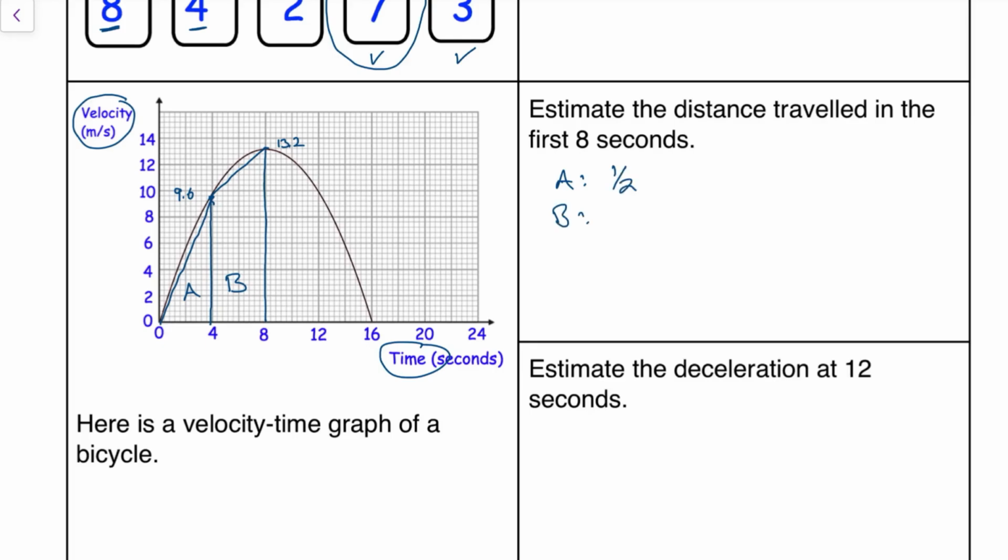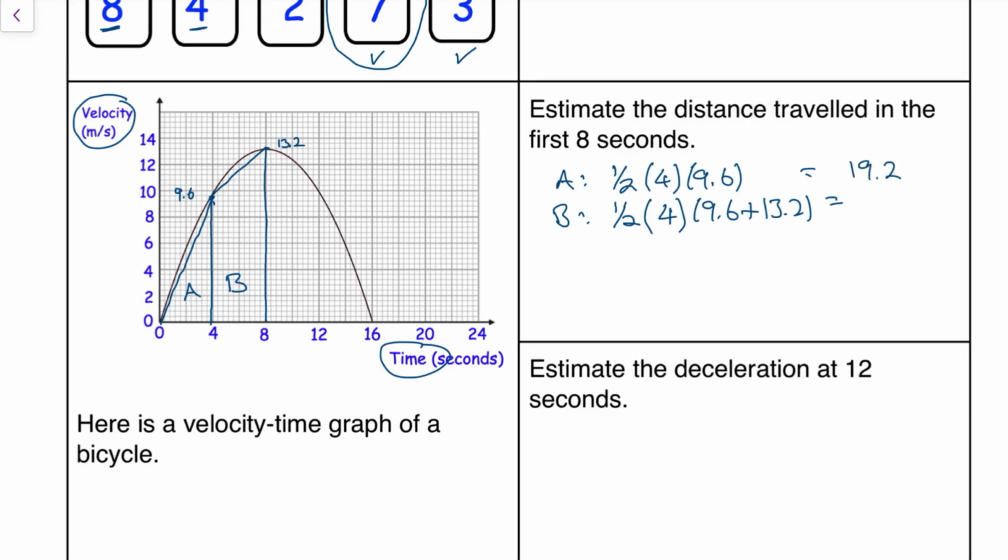Area A is a triangle, so it's going to be a half times 4, which is the height of my triangle, times 9.6. And then B is a trapezium, so a half times the height, which is a horizontal height of 4, times 9.6 plus 13.2. Let's get my calculator out. So 0.5 times 4 times 9.6 is 19.2. And 0.5 times 4 times (9.6 plus 13.2) gives me 45.6.